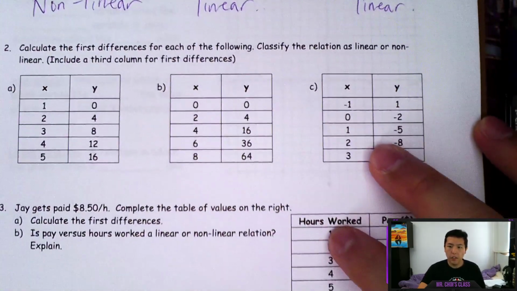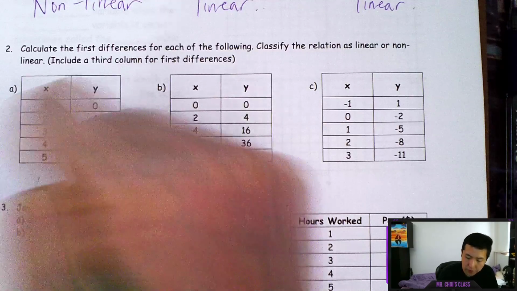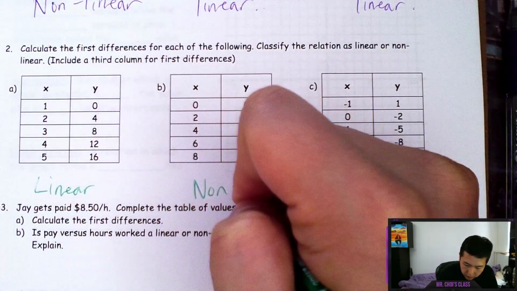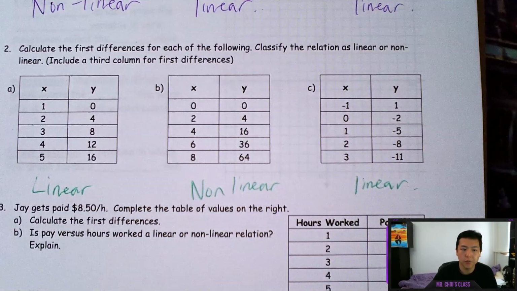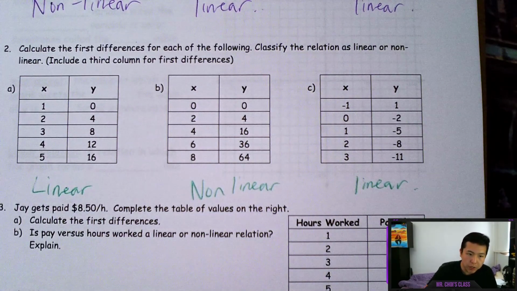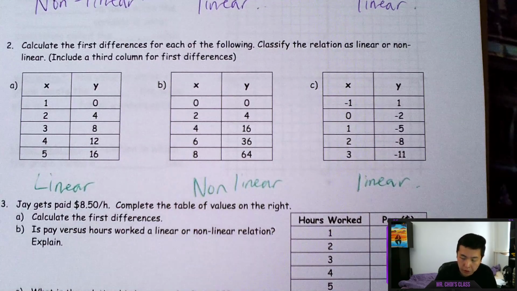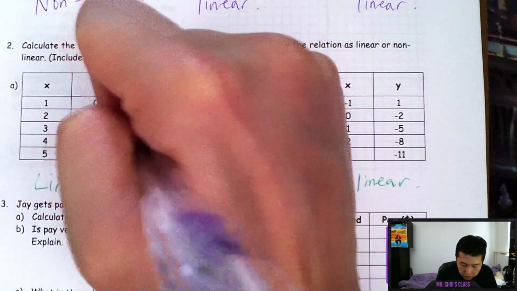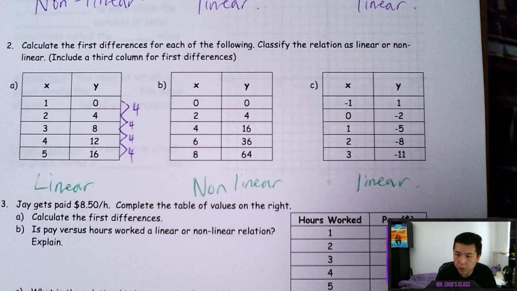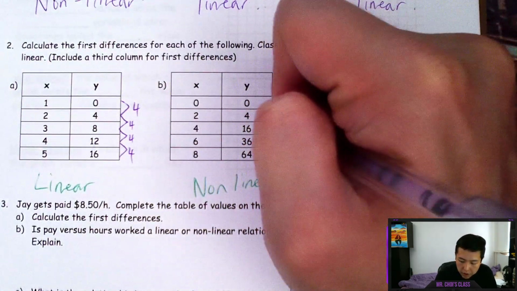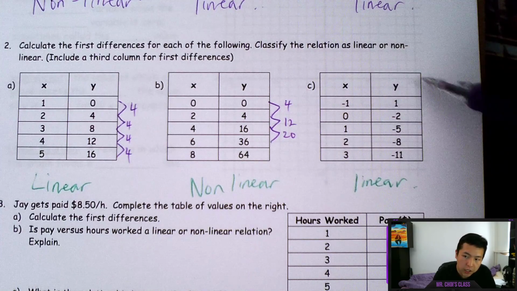All right. Let's first make sure we're on the right page with the full answers. They should be linear, nonlinear, and linear. If you got something wrong from this list, let's go through the first differences. 4, 4, 4, 4. That should be pretty straightforward. This one will be 4, and then all of a sudden 12, and then 20. That's clearly nonlinear.